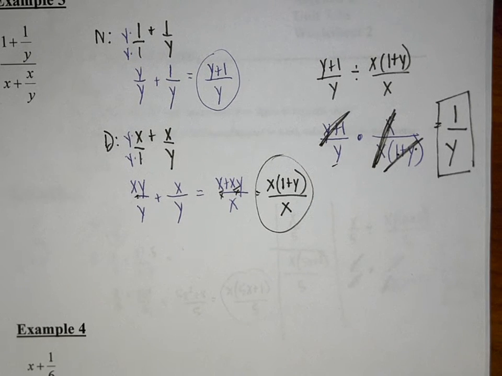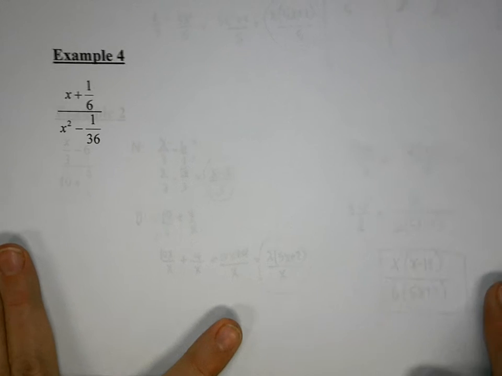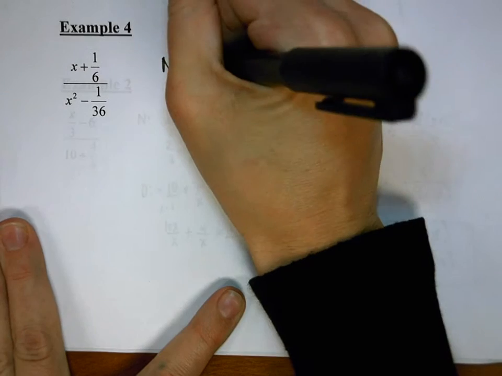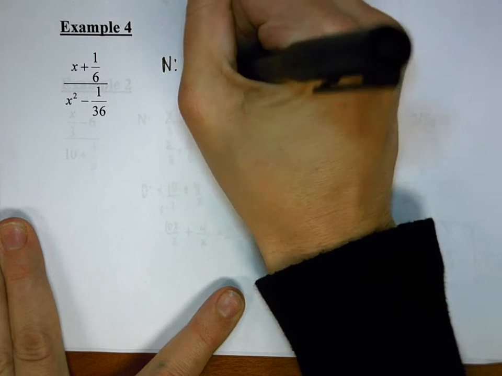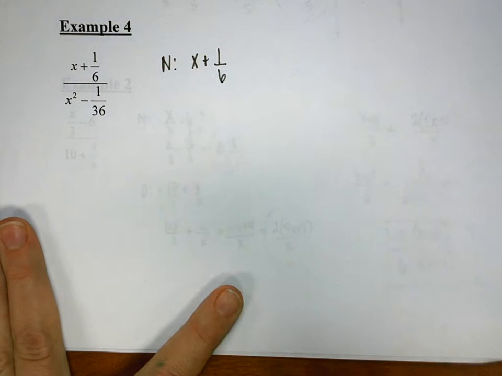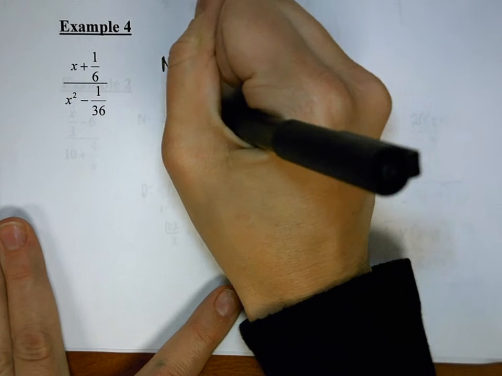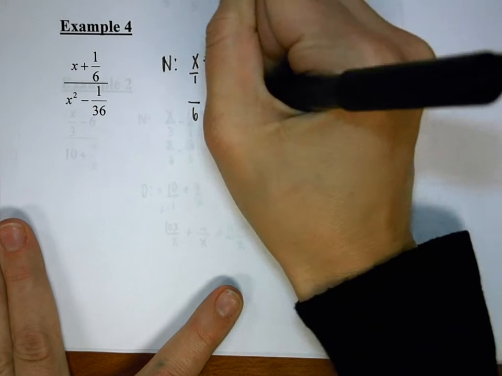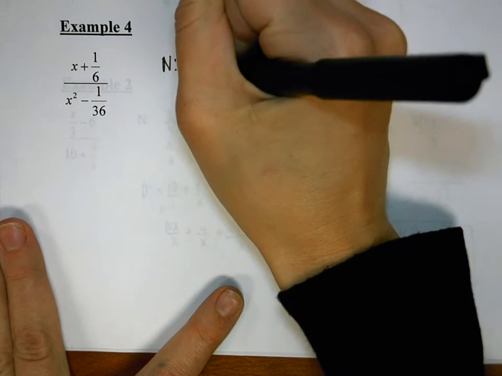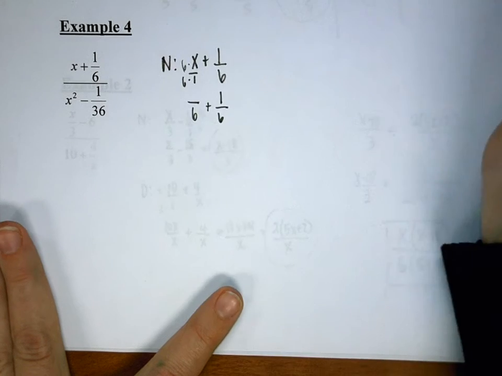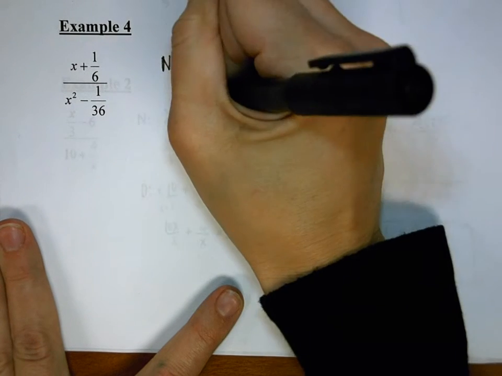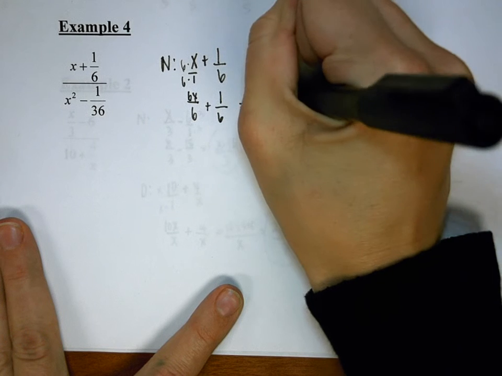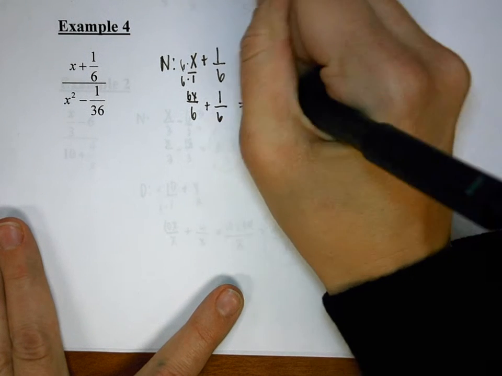Okay, moving on to example 4. Same thing again. Numerator. You have x plus 1 over 6. Our common denominator would be 6 on this one, and we put this one over 1. Since this is already 6, I go ahead and rewrite my 1. Here I'd have to multiply by 6 in order to get a denominator of 6, and so we get 6x. So now I can add, and I get 6x plus 1 all over 6, and that's my numerator.